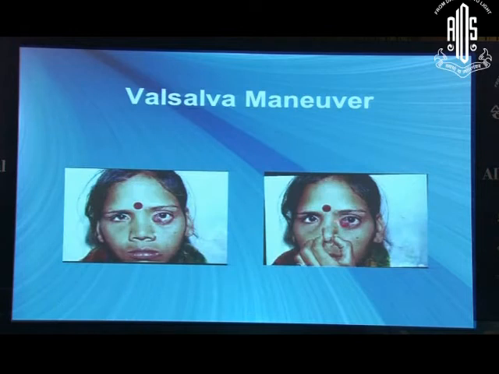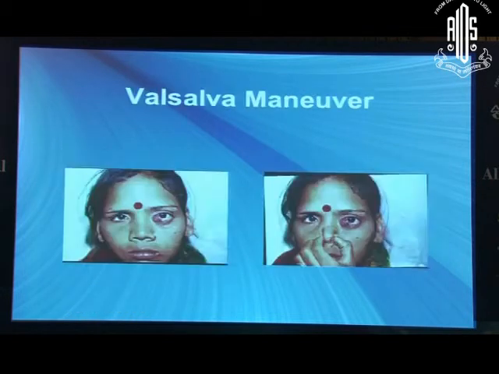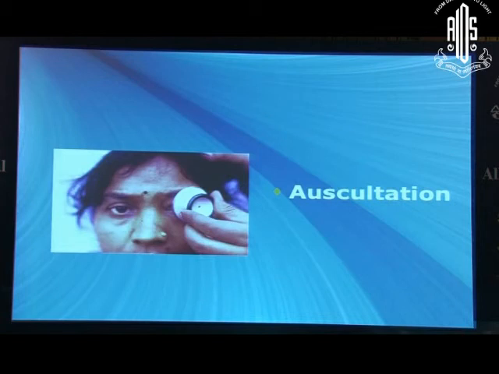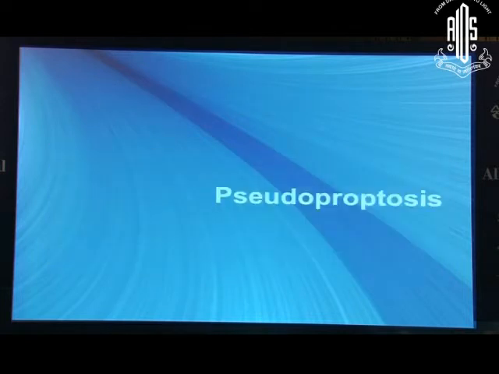And things like varices, you can do a Valsalva maneuver and you will immediately see the increase in the size of the lesion, and you would know the clue to possible diagnosis. And auscultation can be useful in carotid-cavernous fistula, where you will get a characteristic machinery murmur. And systemic examination, such as the presence of huge café au lait spots all over, gives you a clue to a plexiform neurofibroma leading to proptosis.